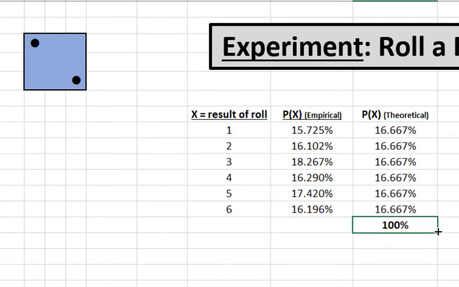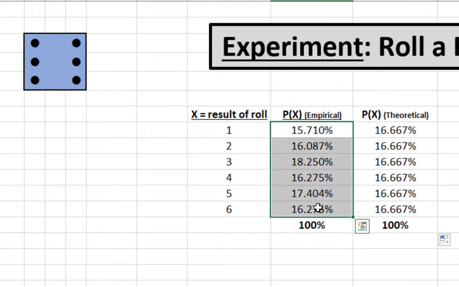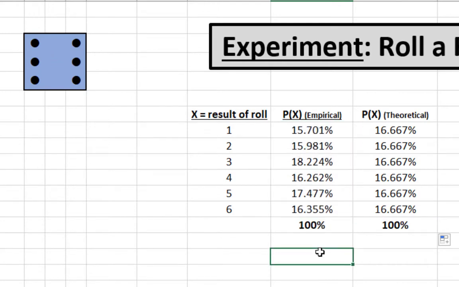But here's what also shouldn't surprise you. These probabilities over here also need to sum to 100%. And the reason is quite simple. Even though the empirical ones are not exactly the same like the theoretical ones are, they still represent the results of the experiment of rolling a die a number of times.